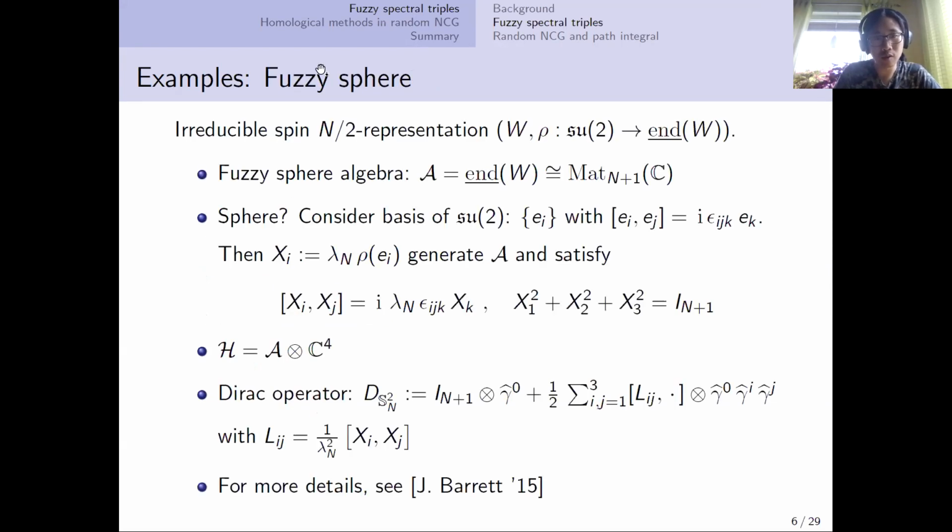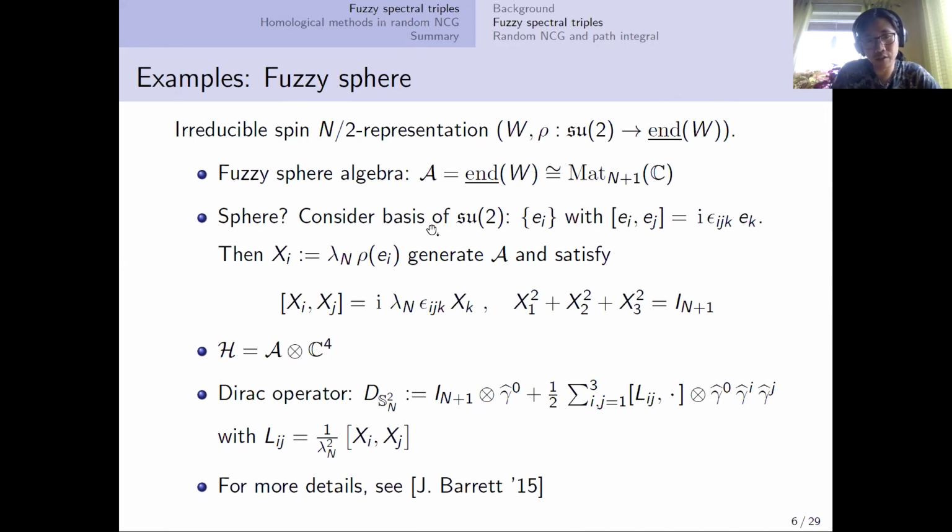One of the main examples which has been studied a lot is the fuzzy sphere. One way of describing it is that, first we consider an irreducible spin n/2 representation, which I will denote by W. And then we have this action rho from SU(2) to the endomorphisms of W. The fuzzy sphere algebra, we will just take to be these endomorphisms. So it's just the (n+1) times (n+1) matrices. But then one can ask the question, how does this describe a sphere?